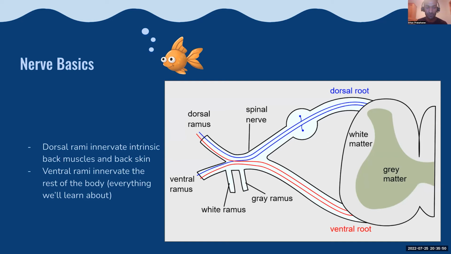Okay, so dorsal rami innervate your intrinsic back muscles and your back skin. They're not very significant, but they come from the back. Ventral rami innervate the rest of the body. So everything we talked about today, including the superficial back muscles, are innervated by ventral rami. Your intrinsic back muscles are different to the ones we've talked about.